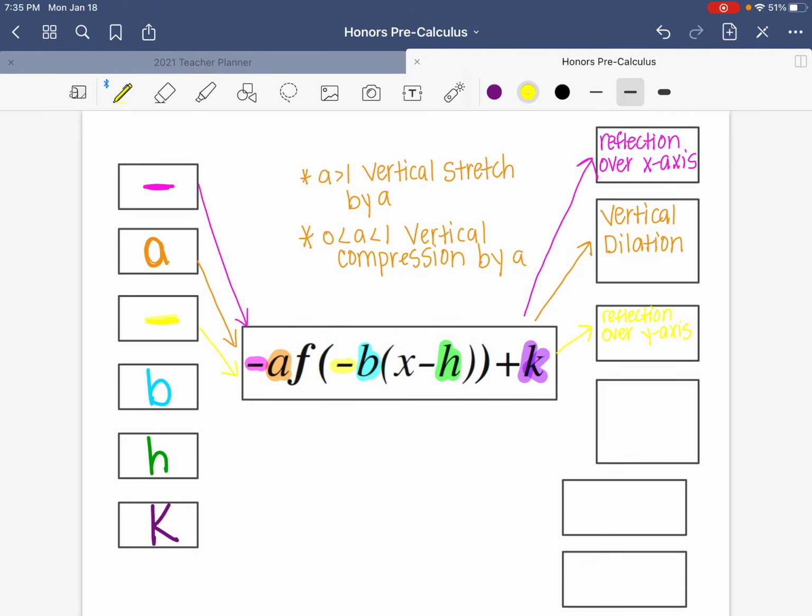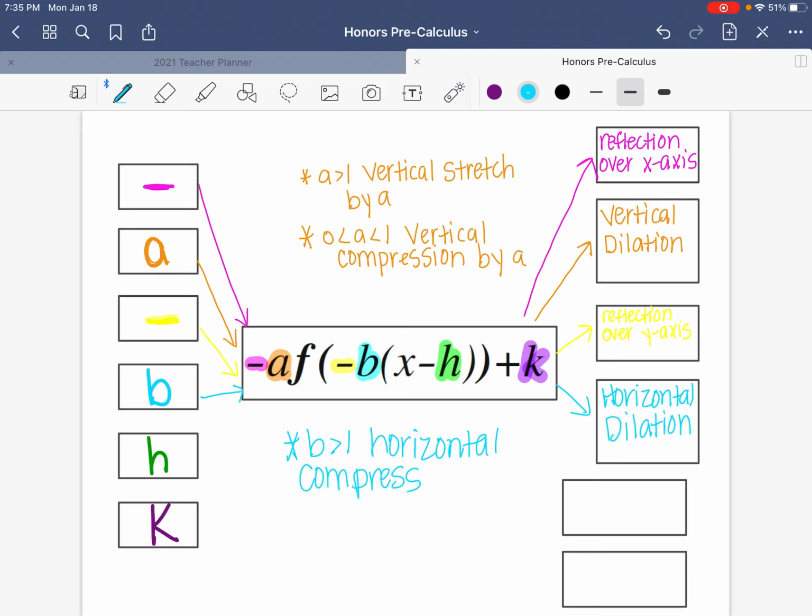All right. Now, this is where you're going to have to pay very close attention. So then I have the b value, that value being multiplied. This is also going to be a dilation. This is a horizontal dilation, okay? Now, this horizontal dilation is going to work very similar to the vertical dilation, but it's the opposite of what you think it is. So if my b value is greater than 1, then I have a horizontal compression. So it's the opposite. Now, it's not going to be by the value of b. We're actually going to use the reciprocal. So we're going to do by 1 over b.